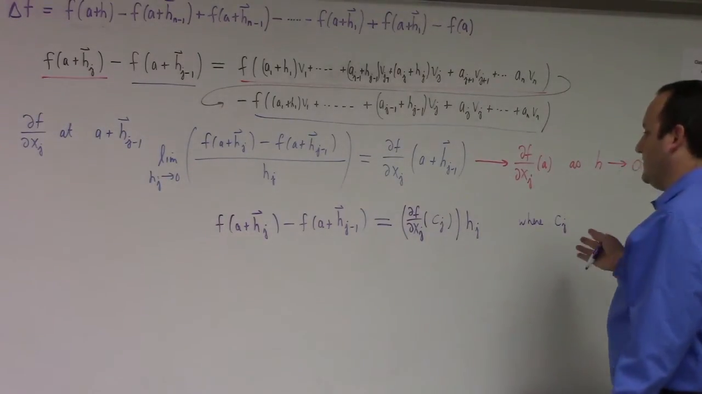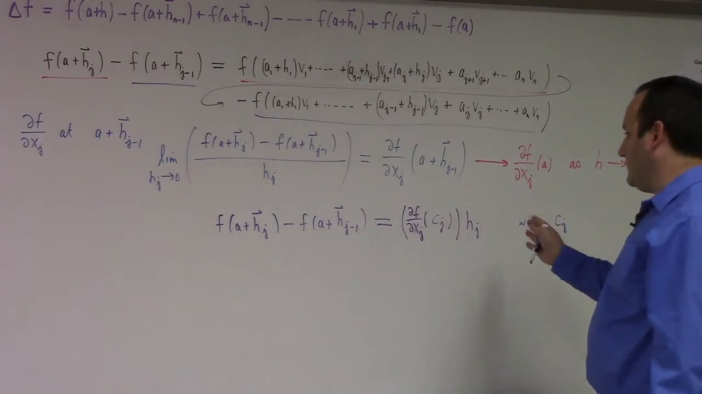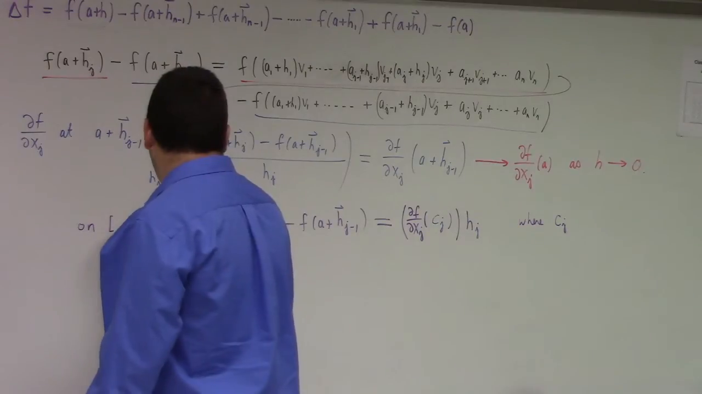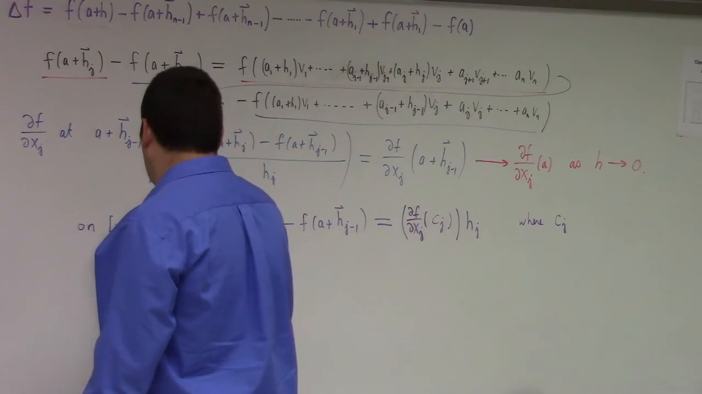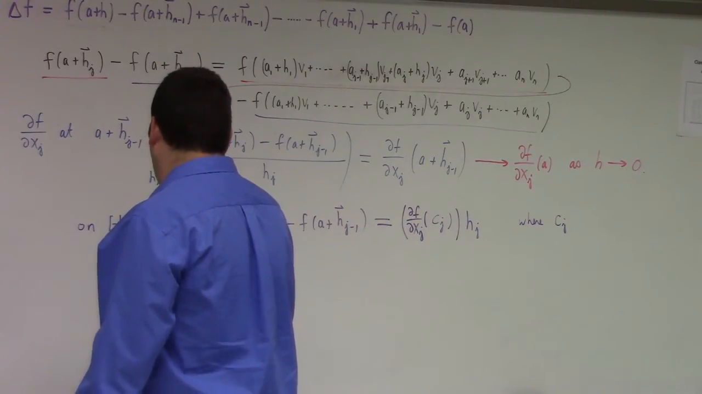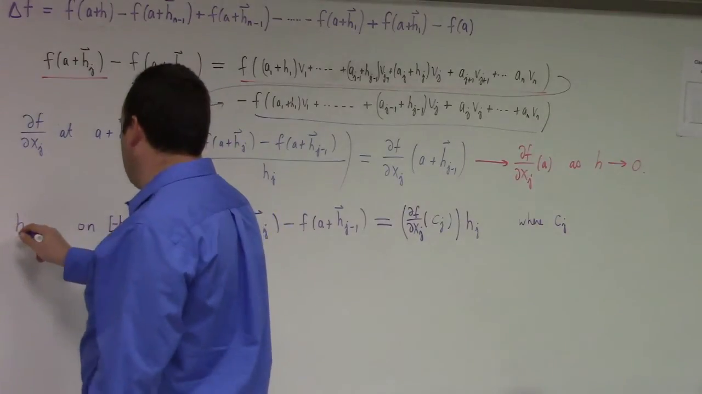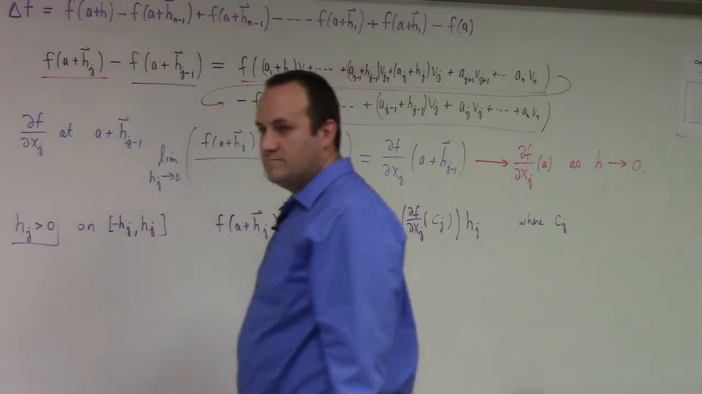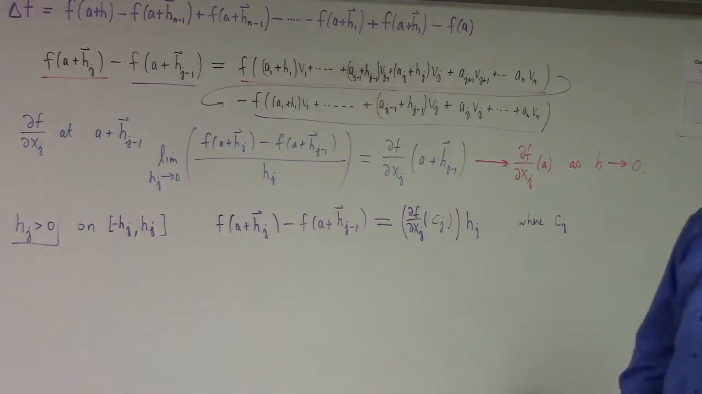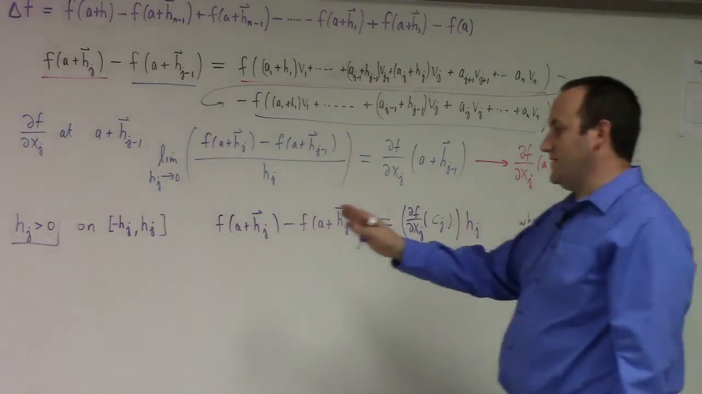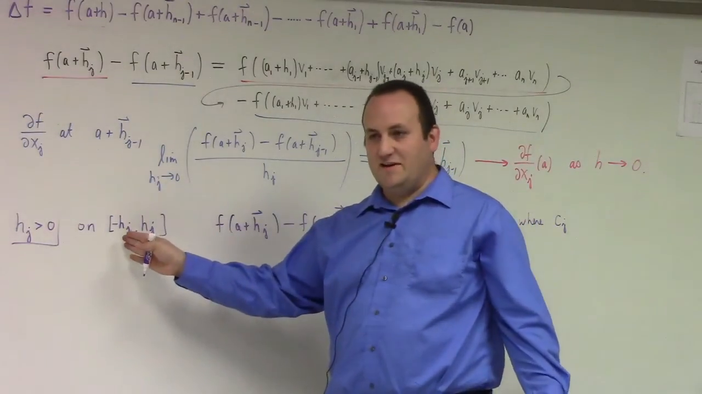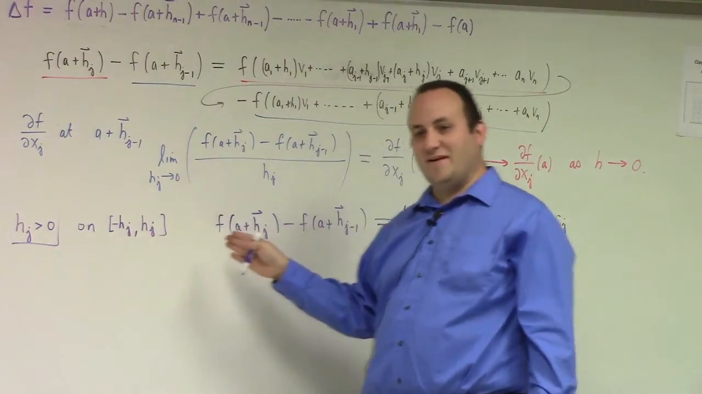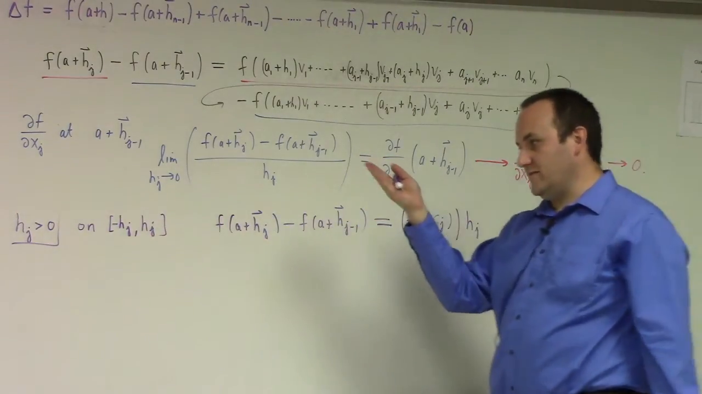To be more specific, I really want to look at this on the closed interval. The closed interval I'm thinking about, of course, is minus h sub j, h sub j. Let's just suppose h sub j is positive for the sake of not going nuts. If h sub j is positive, then I've got this interval minus h sub j to h sub j. If h sub j is negative, I have the interval h sub j to minus h sub j. Anyway, I consider this closed interval.